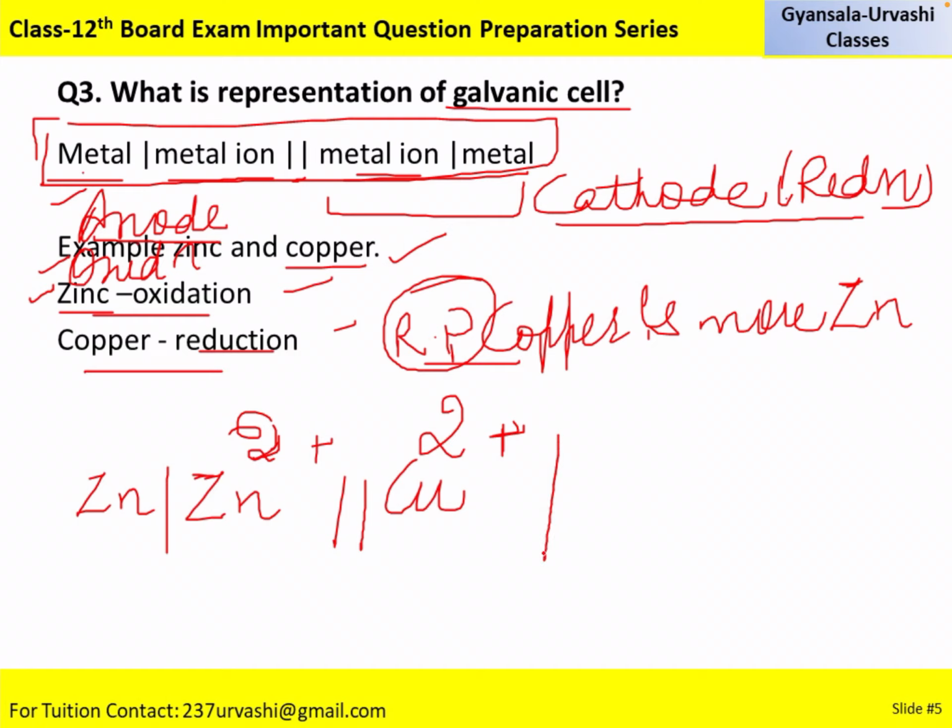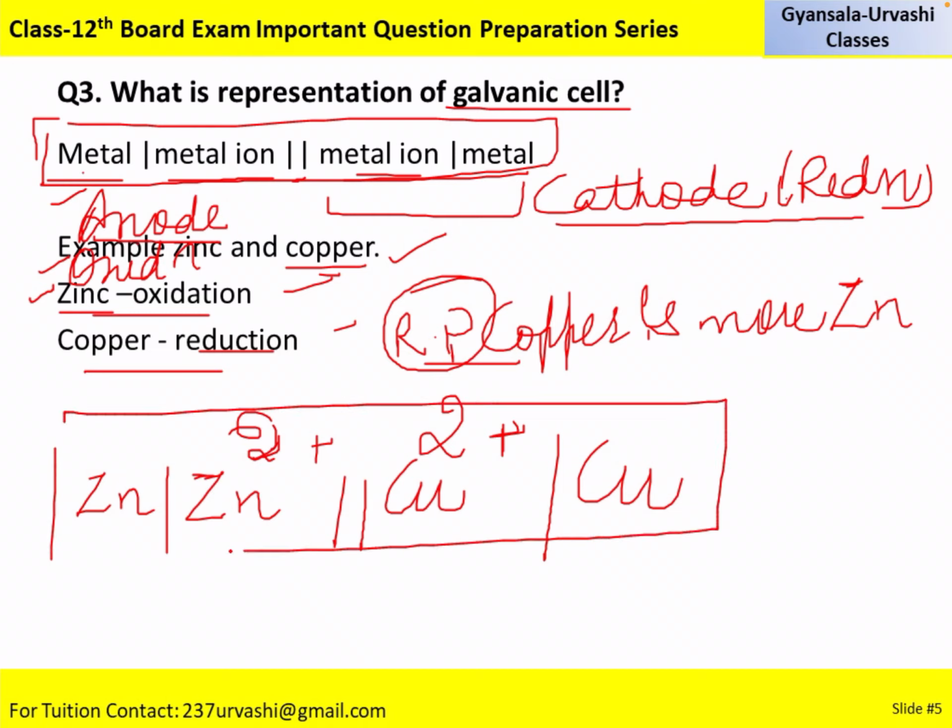Here the metal will be copper. So this represents your galvanic cell representation for the reaction when zinc and copper were given to you. Let's change the question then. I say zinc and copper are not given to you. You are given iron and copper.